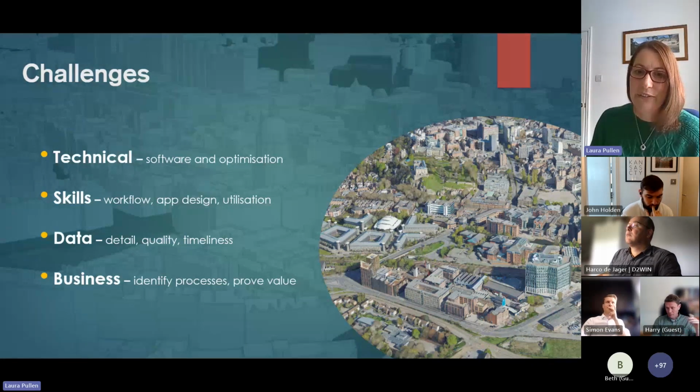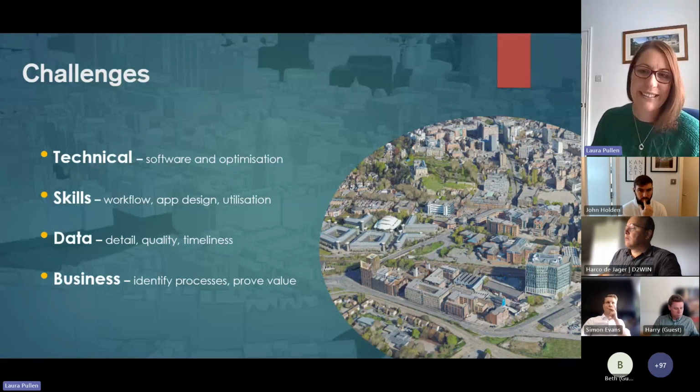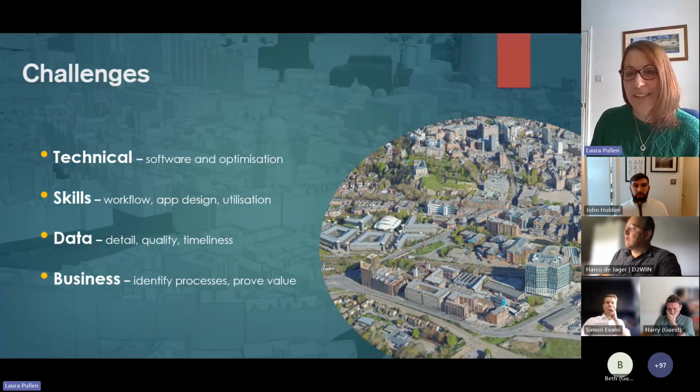Given the value 3D offers to underpin a city digital twin, we really feel that there should be national provision for the public sector, as there is with 2D data, so we can concentrate our efforts on utilising the data to the best of our ability and solve problems and improve processes within our business areas of interest.